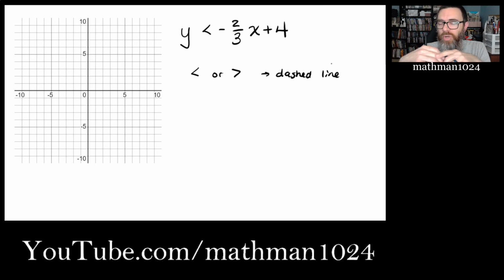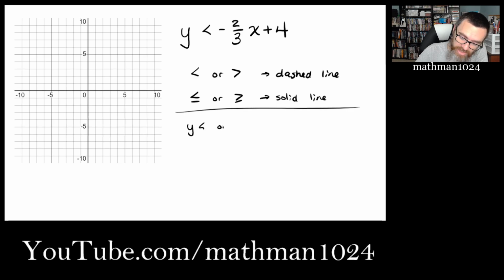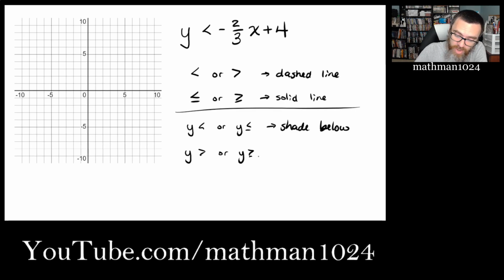But with inequalities, we're going to be looking at a region of the xy plane. If you have less than or equal to or greater than or equal to, that means you're going to have a solid line when you graph. Now, if you can, solve your inequality for y. Because if you solve for y, and you have y is less than or y is less than or equal to, that means you will shade below your graph. If, on the other hand, you have y is greater than or y is greater than or equal to, that means you will shade above.